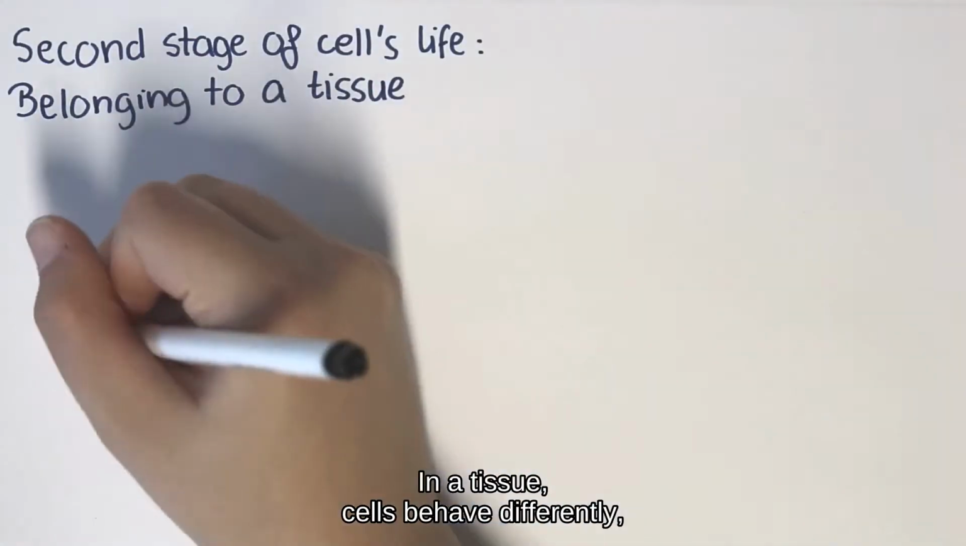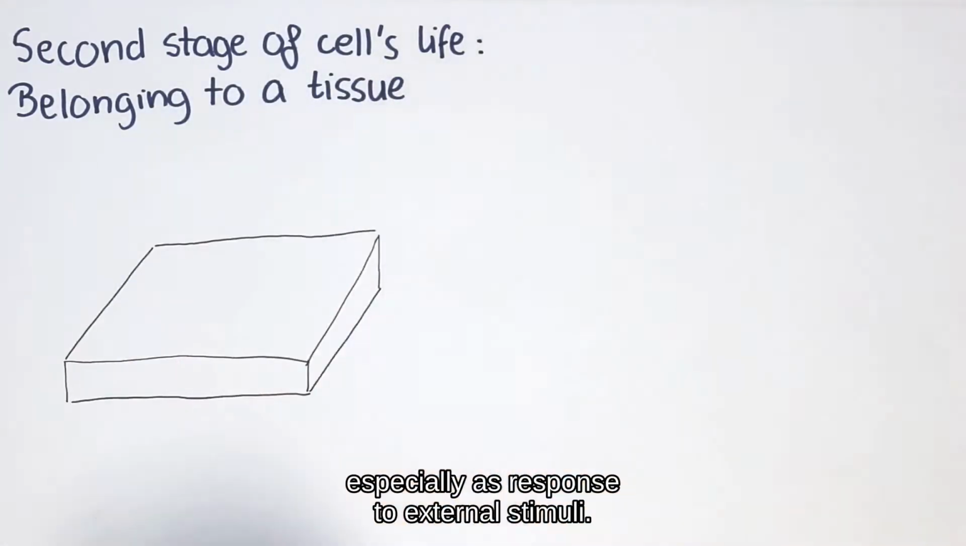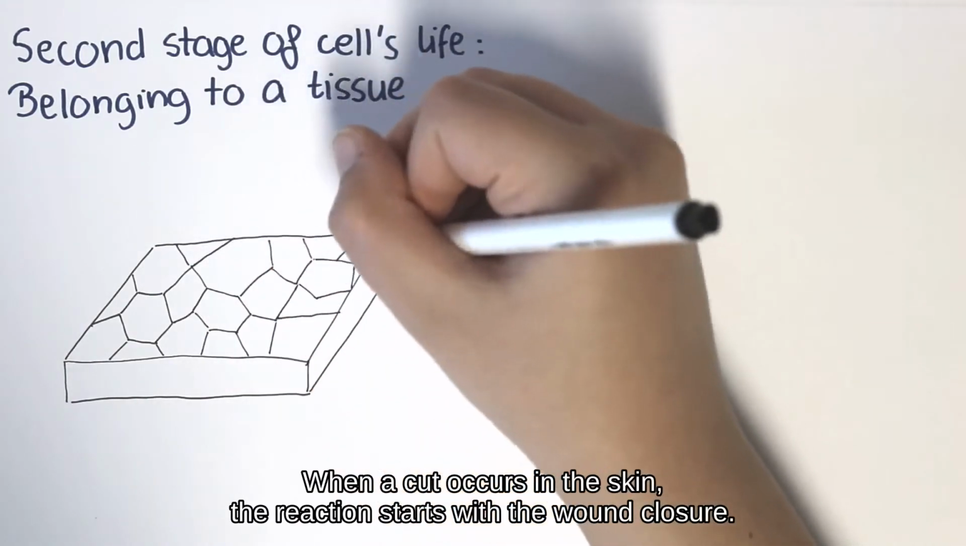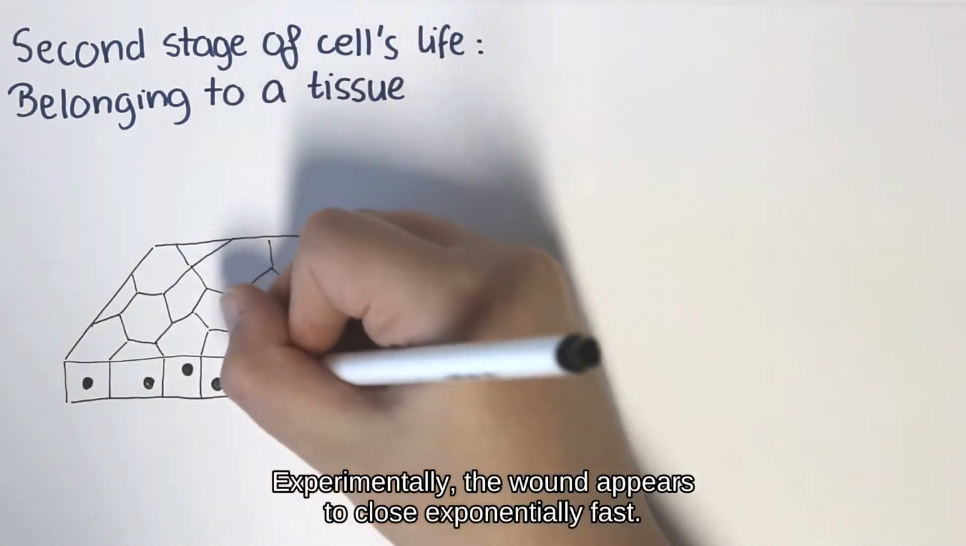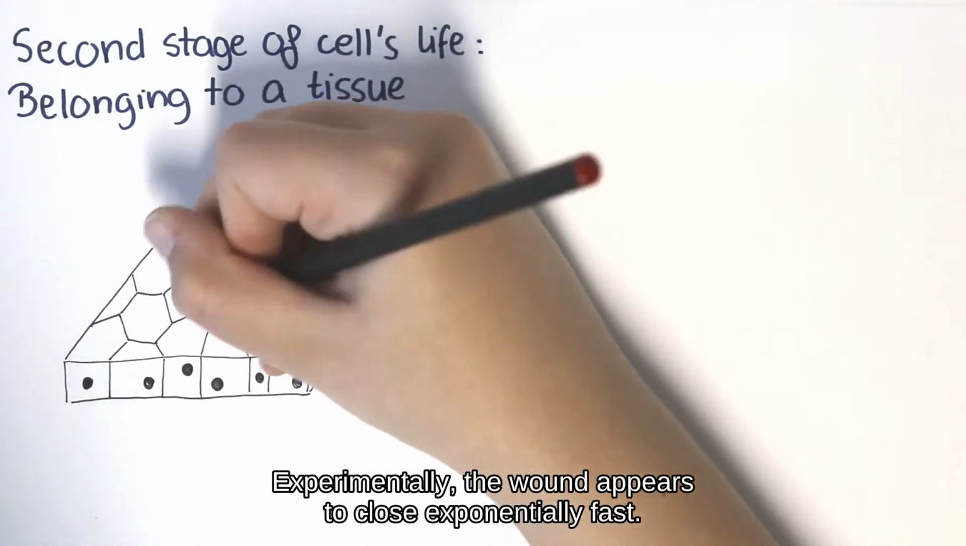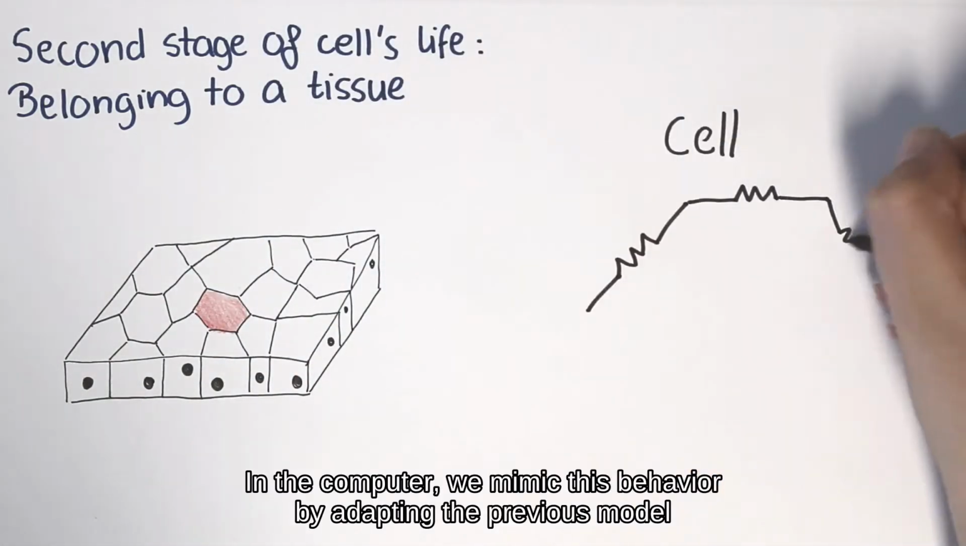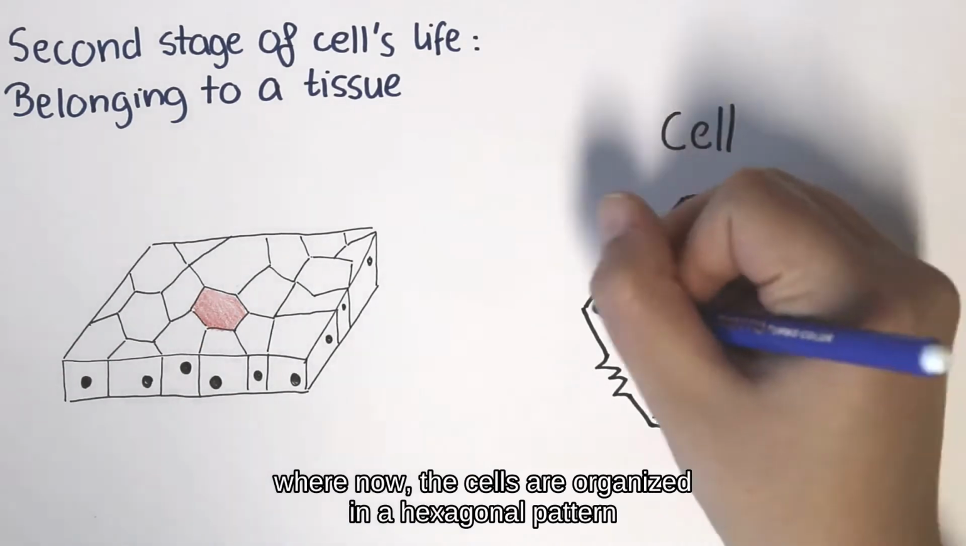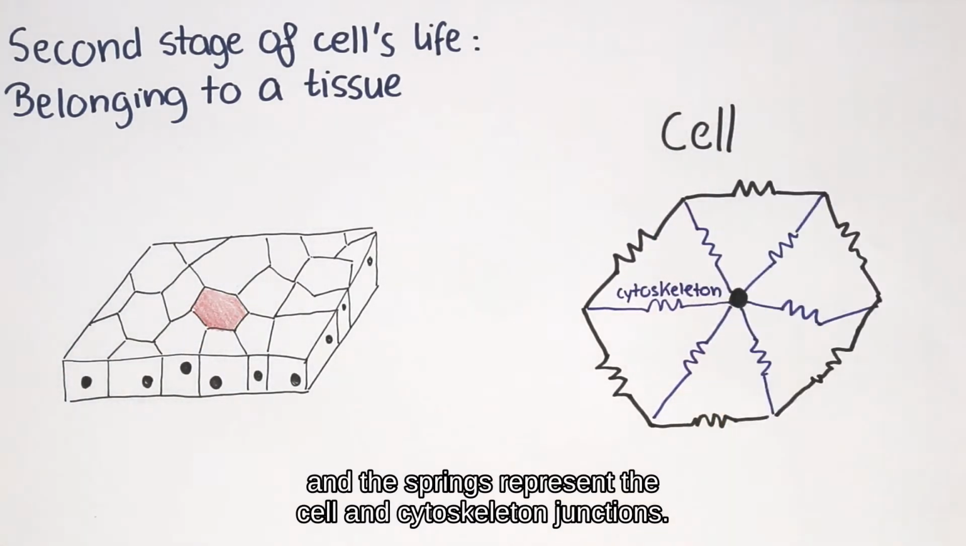In a tissue, cells behave differently, especially as a response to external stimuli. When a cut occurs in the skin, the reaction starts with the wound closure. Experimentally, the wound appears to close exponentially fast. In the computer, we mimic this behavior by adapting the previous models where now the cells are organized in a hexagonal pattern and the springs represent the cell and cytoskeleton junctions.